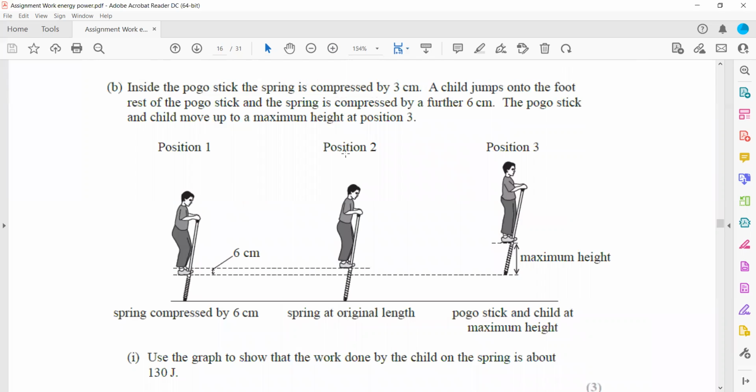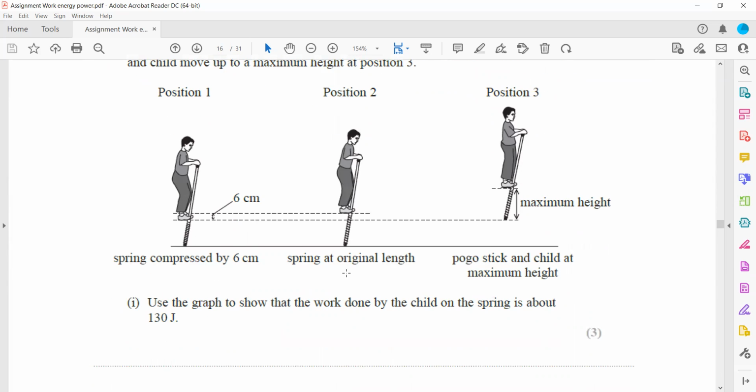In part B, inside a pogo stick, the spring is compressed by 3 centimeter. A child jumped onto the footrest of a pogo stick and the spring compresses further by 6 centimeter. Already 3 centimeter spring is compressed, and then when the boy jumped on the spring, it compressed by 6 centimeter. The pogo stick and the child move up to a maximum height in position 3, as you can see here. The spring compressed 6 centimeter, original spring length is there, and the pogo stick and the child are at a maximum height. Use the graph to show that the work done by the child on the spring is about 130.